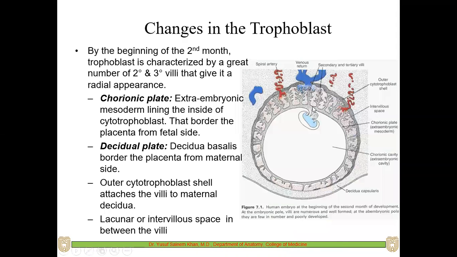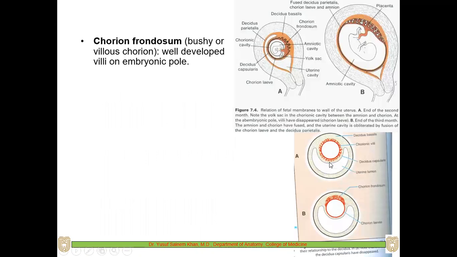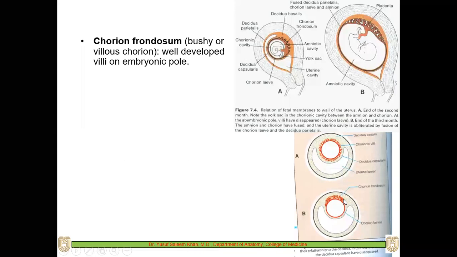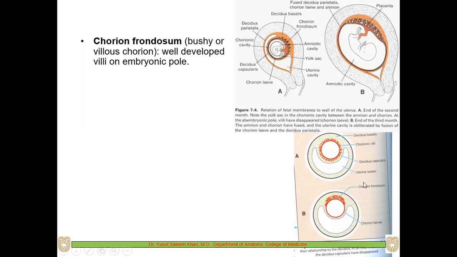So this chorion, these are the villi. Initially, they are developing on all sides. In the initial stages, they are produced everywhere. But in the later stages, you see here, the chorionic villi are developing only on one side. On the other side, they totally disappear. So this part where the villi are developing is called the chorion frondosum.